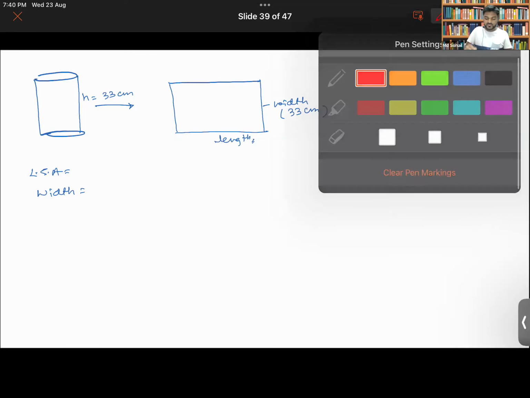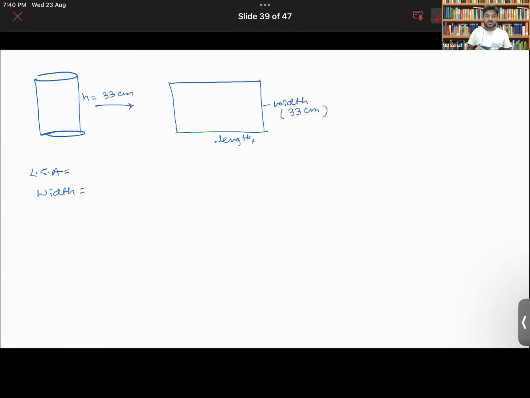Tell me, guys, will the length not be equal to the circumference of this cylinder? Yes, it will be equal. So the circumference, I already know it is 2 pi r. Getting it now? So 2 pi r equals what, that we need to find out.